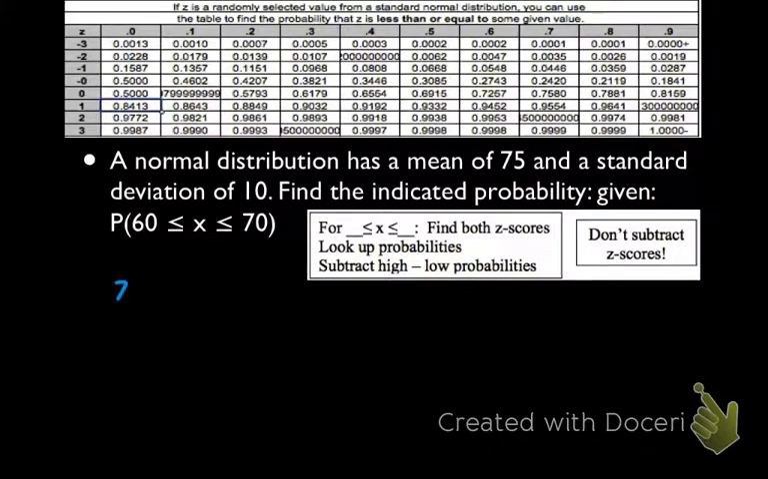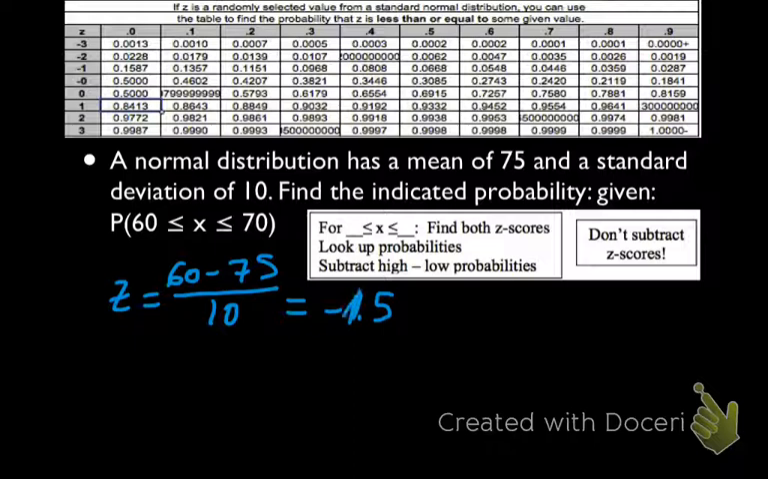So let's find it for 60 first. 60 minus 75. Notice the data is the same, so don't recopy the data. Divided by 10, and I think I get negative 1.5. Is that right? Yep. Okay. Let's rewrite that. Negative 1.5. Let's find the next z-score. So for the last data point, it's 70 minus 75 divided by 10, which is what we already figured out, negative 0.5. I think we already did that one.